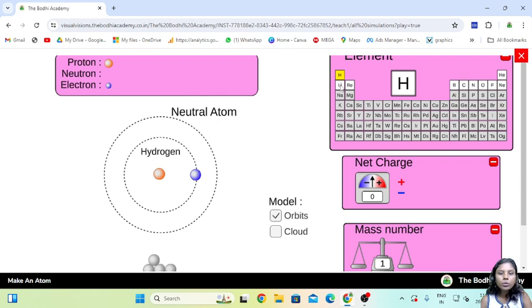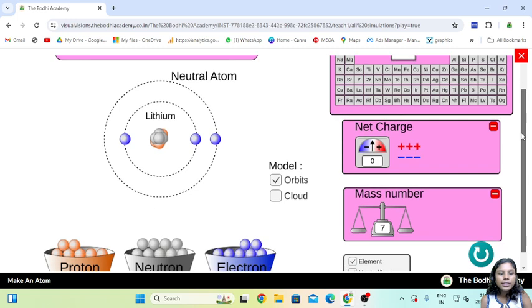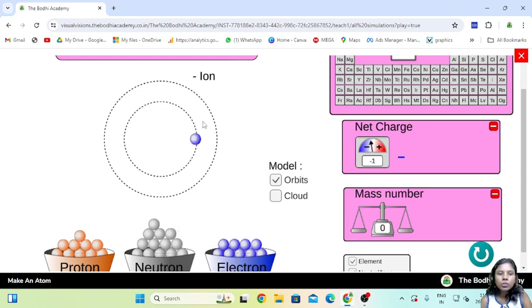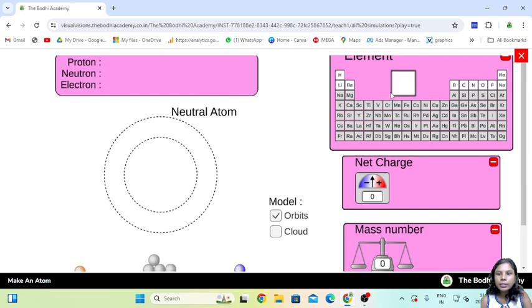Then we move to the lithium part. Now let's look at lithium. To begin with, let's look at the proton count. It has 1, 2 and 3, so it has 3 protons. Then it has 1, 2, 3 and 4 neutrons, and it has 1, 2 and 3 electrons. So that was about lithium.